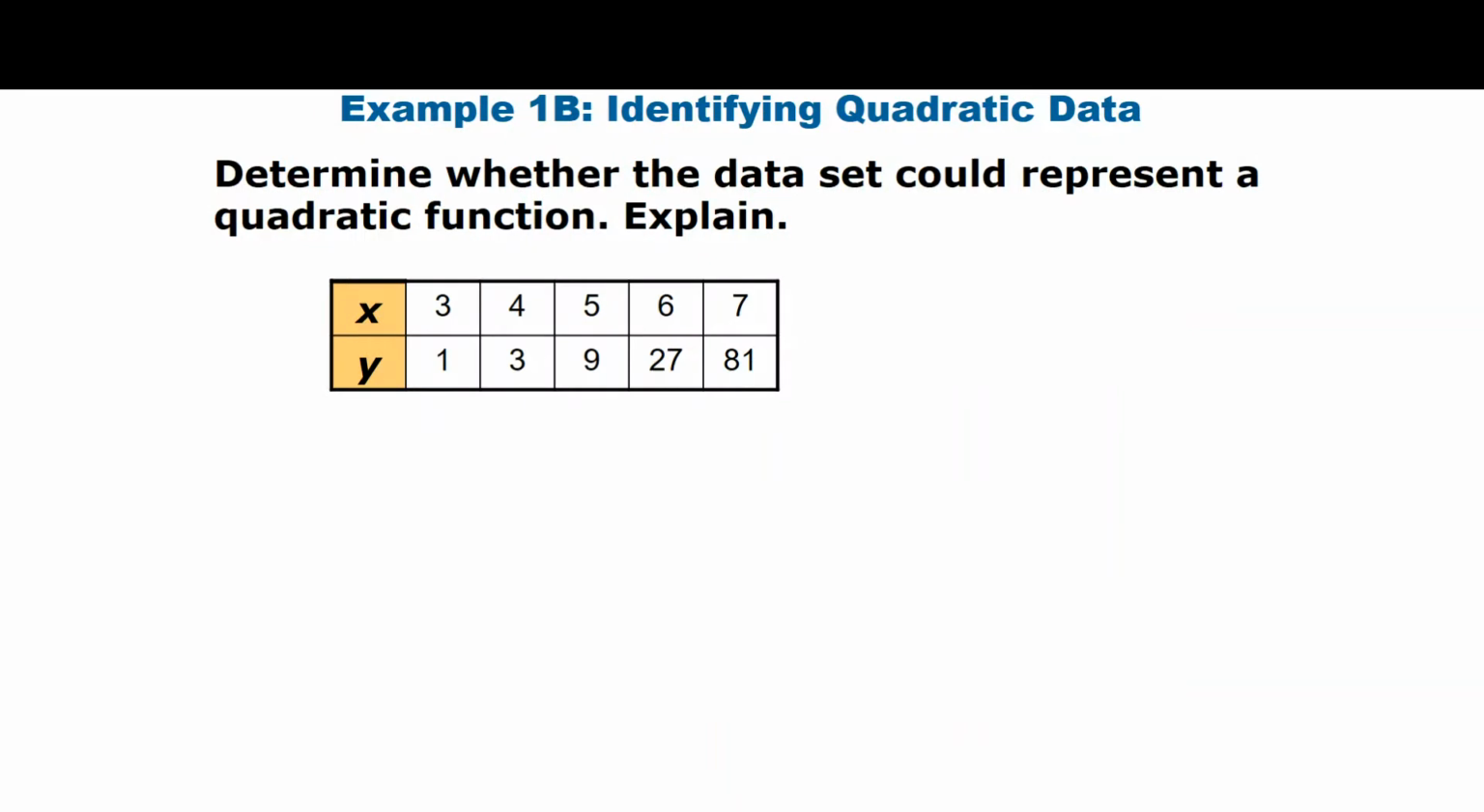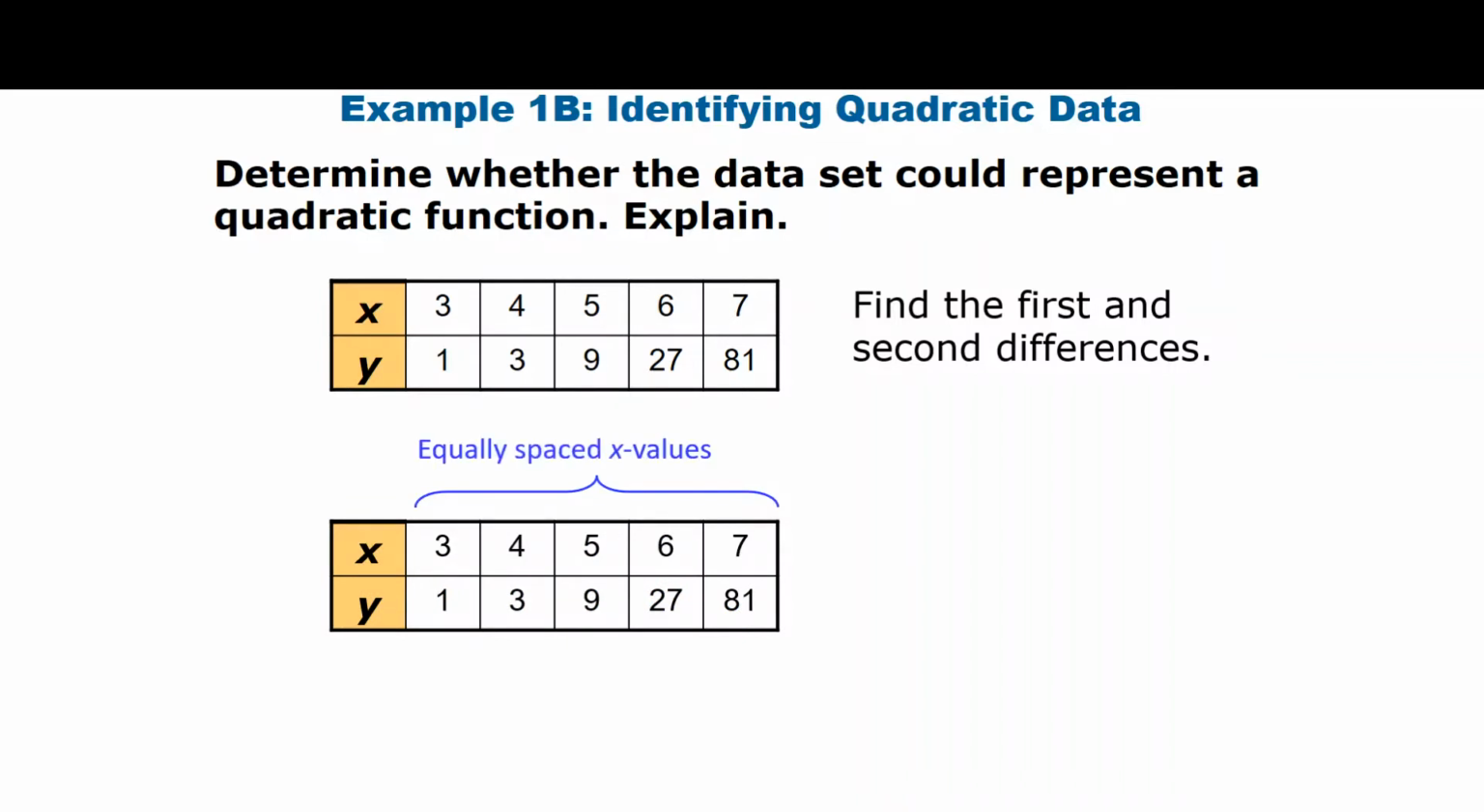Here's another example. Again, we're going to determine whether the data set could represent a quadratic function. The first thing we want to do is find our first and second differences. Let's take a look at our x's first. For our x's, we have 3 plus 1 is 4, 4 plus 1 is 5, 5 plus 1 is 6, and 6 plus 1 is 7. So yes, we do have equally spaced x's.